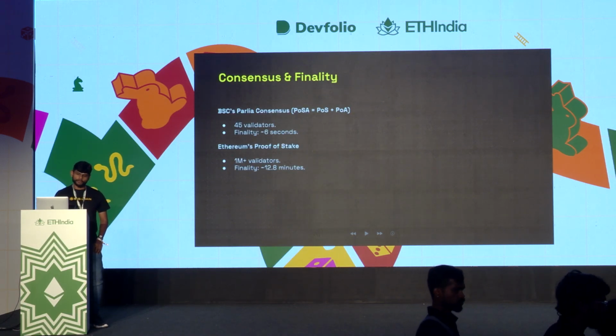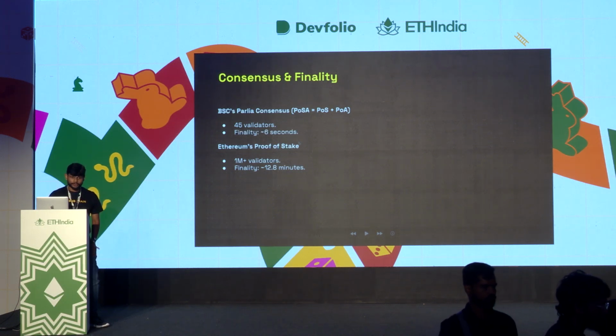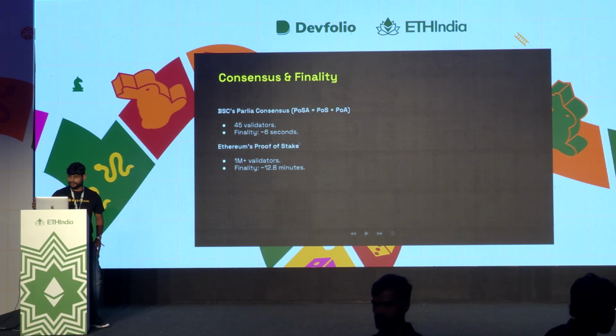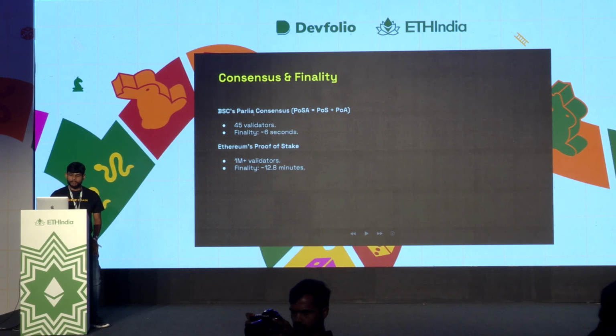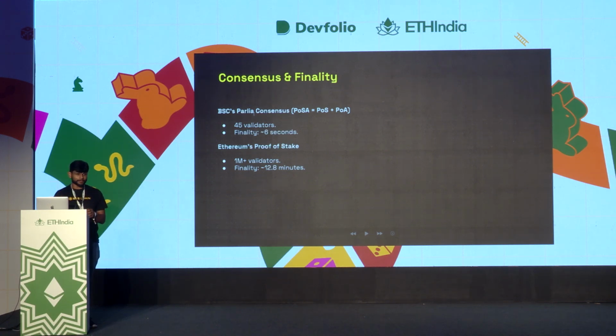The first aspect we are going to talk about is consensus and finality. Ethereum has proof of stake consensus, where validators can stake and become validators. BSC has something called Parlia consensus, which is a combination of proof of stake and proof of authority. So what is proof of authority? It essentially means you need to have some sort of authority, or pass some sort of filtering mechanism, to be one of the validators. So it's not completely permissionless. You can't decide you want to become a validator now and be one five minutes later. You have to pass some checks before you can do that.